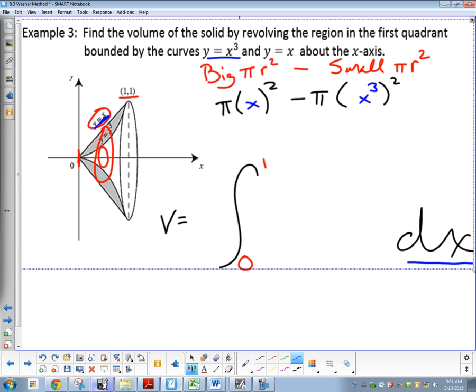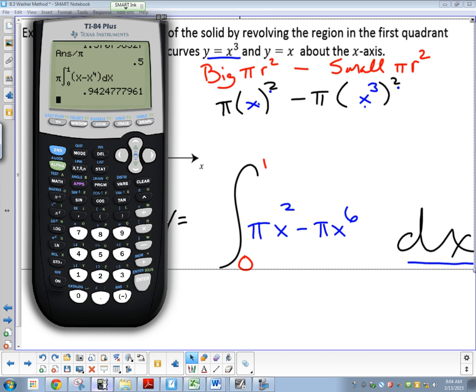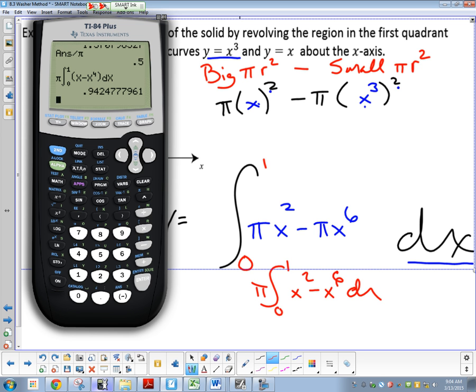Type that into my calculator. If you want to, you can factor the pi out. If you don't want to, don't. Let's not this time. We did the last time. It doesn't really matter. So pi x squared minus pi x to the what power? 6th. When I'm raising to a power, you just multiply those two numbers. So there's my setup. You could type it in like that, or pi times the integral from 0 to 1 of x squared minus x to the 6th. Either way works. They both get you the same answer. Let's do it the first way.